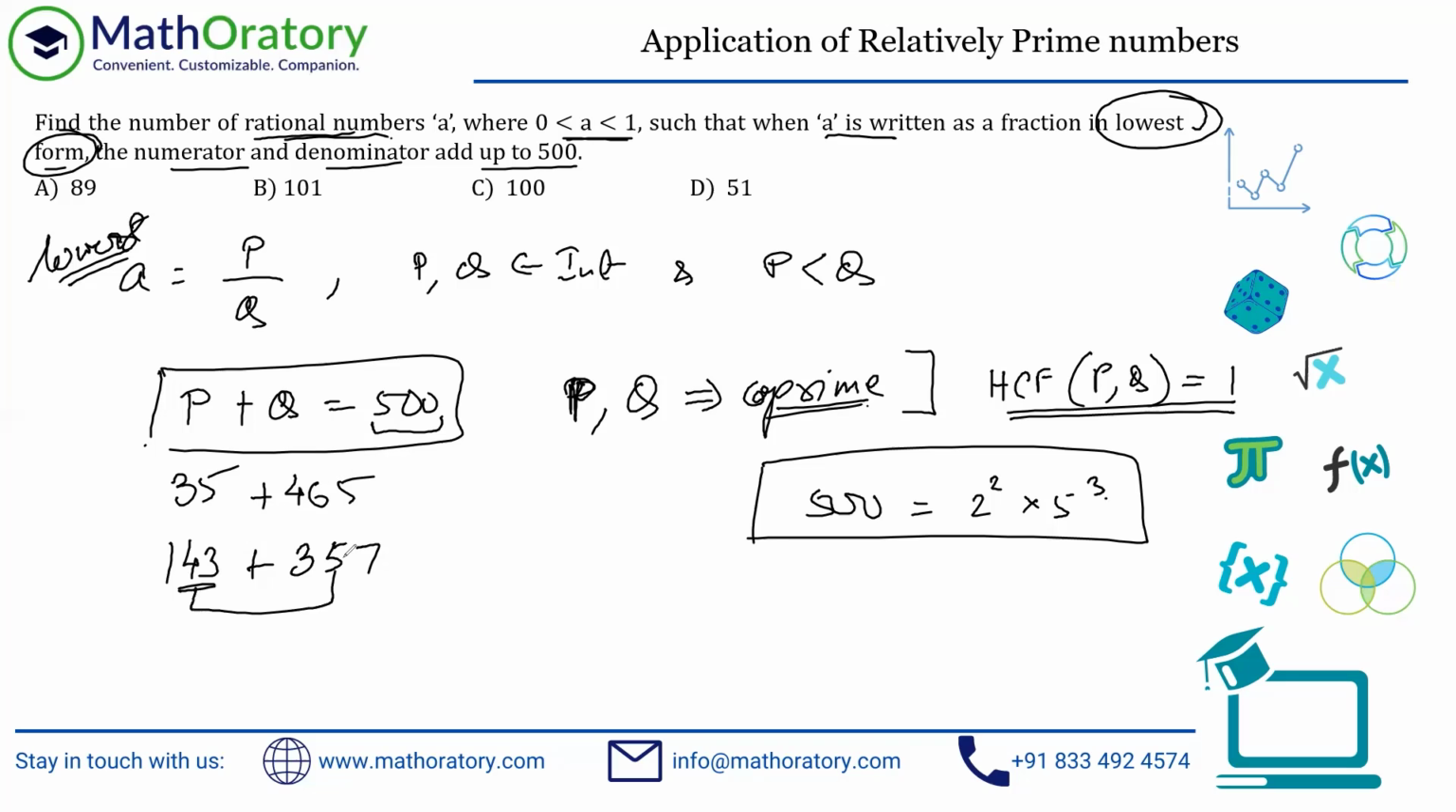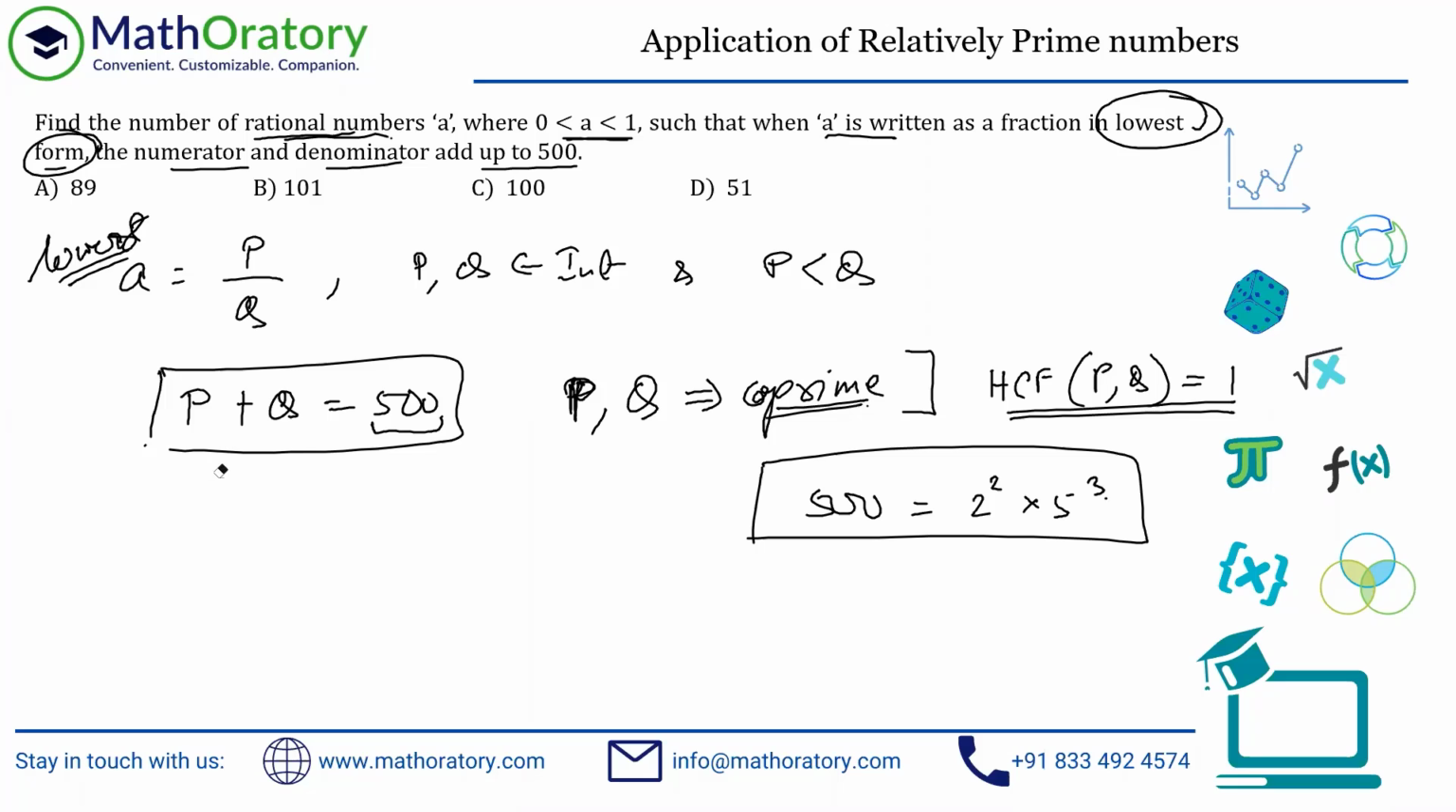So 143 and 357 automatically become co-prime to each other. This is a general logic here, a very basic understanding: if A and B have any common factor, that common factor will be a factor of A plus B as well. This is the idea that we use in this type of problem. I'm not going to go too much into it, but this is the basics. I hope everybody has understood.